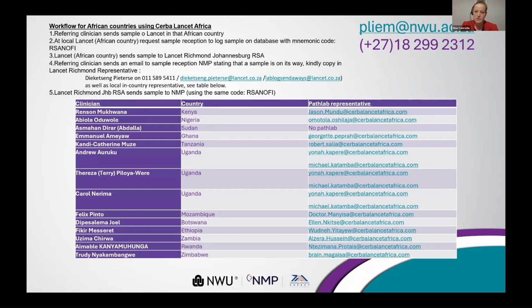It's just important that when you suspect a patient, please contact us, and we will put you in contact with the closest Lancet branch, or the clinician that we have onboarded already that can assist you with kits. And the process from there will be collecting the sample, taking it to a Lancet lab. They will log it on their system, send it to us, and from there on, we will be able to give you reports back.